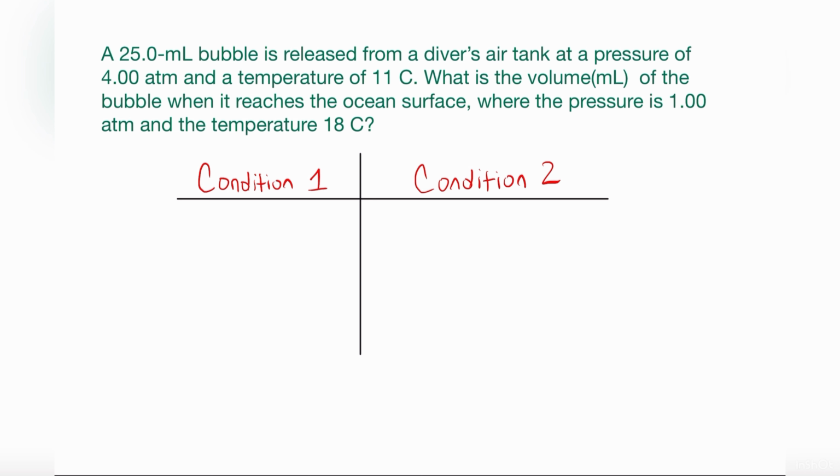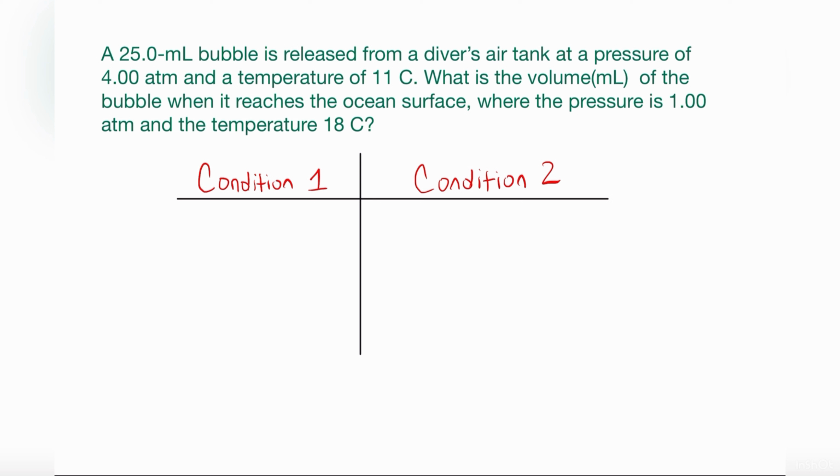But if you know how to set it up, you guys should be set. So it says a 25 ml bubble is released from a diver's air tank at a pressure of 4 atm and a temperature of 11 degrees Celsius. What is the volume in ml of the bubble when it reaches the ocean surface, where the pressure is 1 atm and the temperature is 18 degrees Celsius?